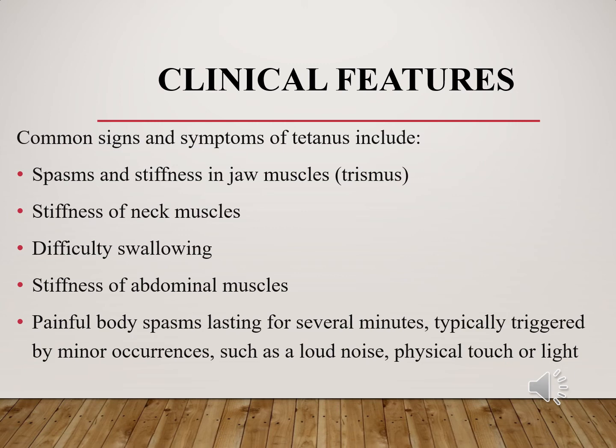Common signs and symptoms of tetanus include spasm and stiffness in the jaw muscles, also known as trismus, stiffness of the neck muscles, difficulty in swallowing, stiffness of abdominal muscles, and painful body spasms lasting for several minutes, which are typically triggered by minor occurrences such as a loud noise, physical touch, or light. In addition, there may be fever, sweating, elevated blood pressure, and rapid heart rate.